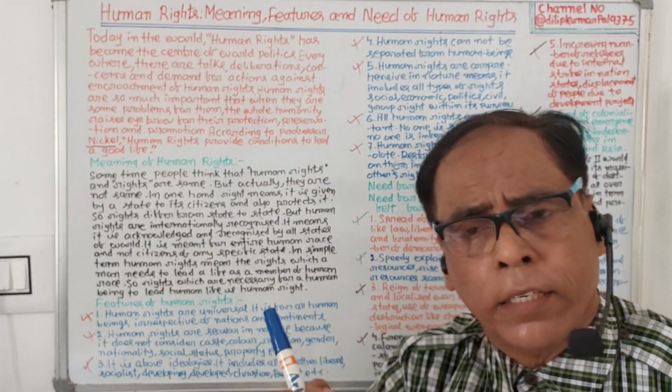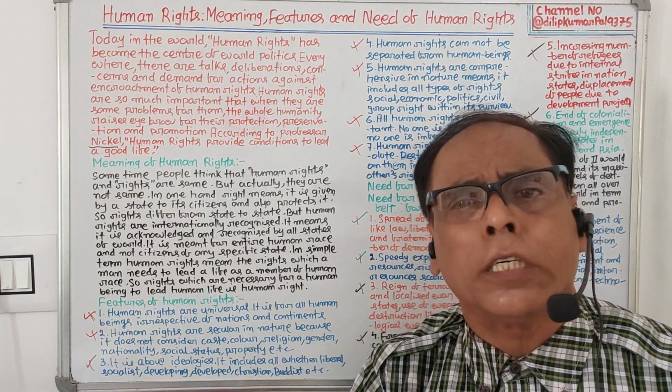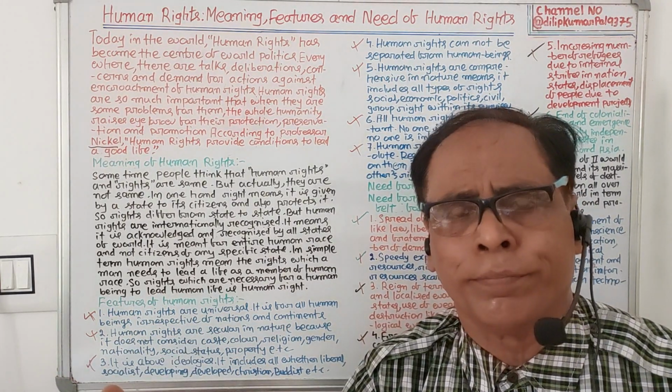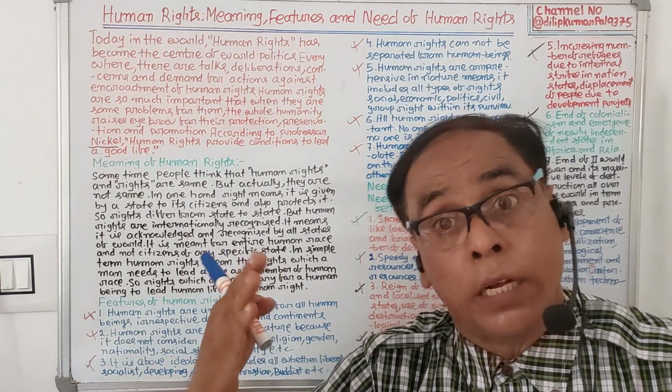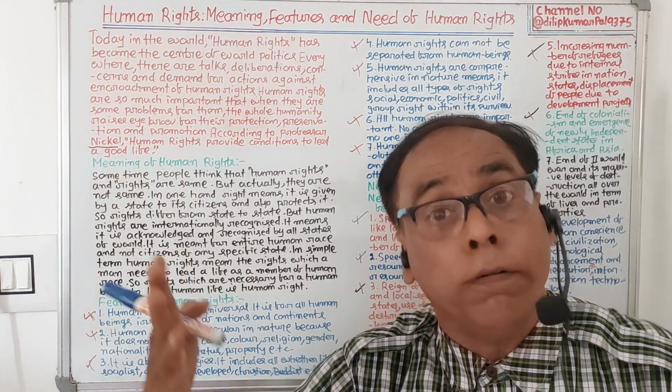Human rights are secular because they do not consider caste, color, religion, language. They do not consider any specific thing. They are secular and applicable for all.